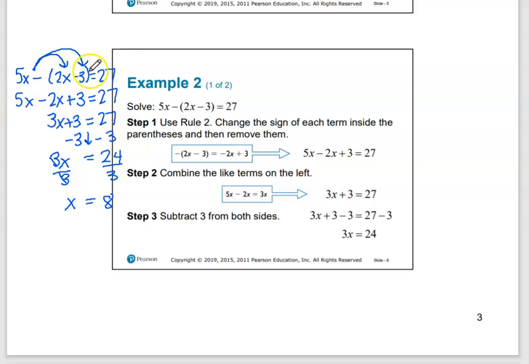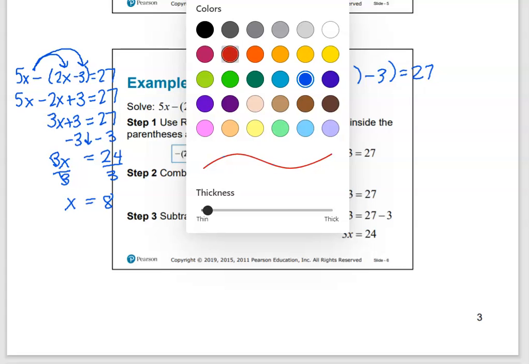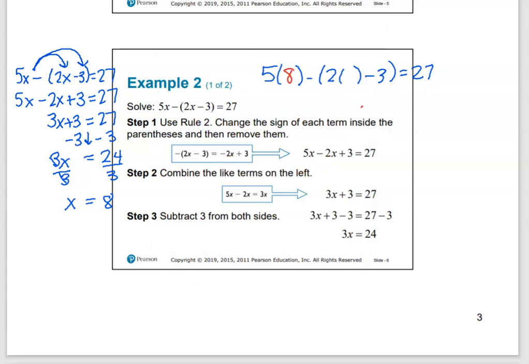If we wanted to plug the 8 back in and check that, when we plug it back in, 5 times 8 is 40. 2 times 8 is 16, minus 3 is 13, and that is equal to 27, so we're correct. You can always plug it back in and check it.